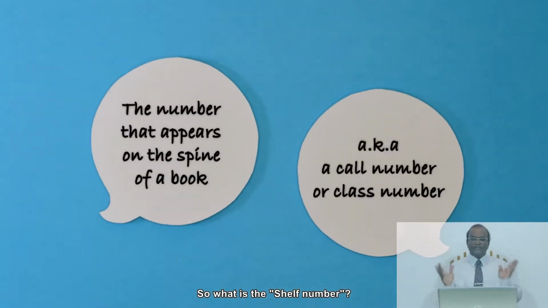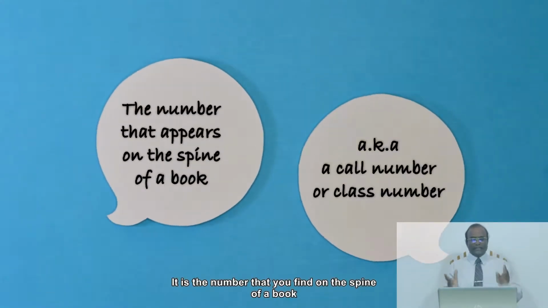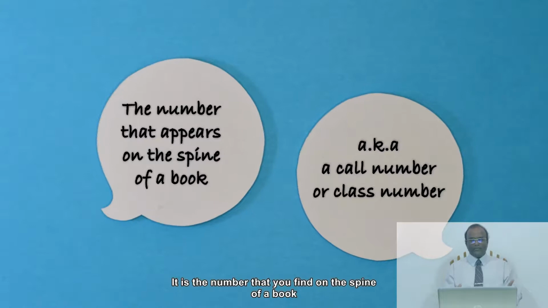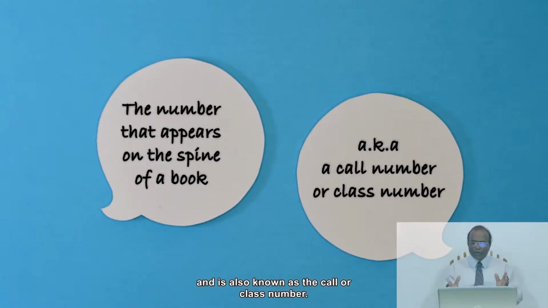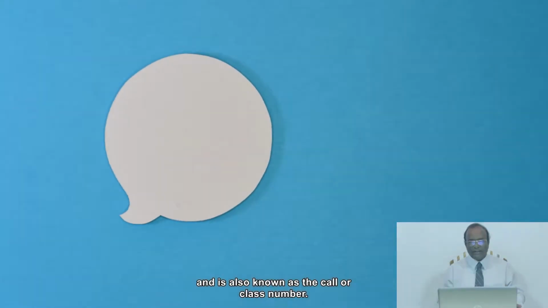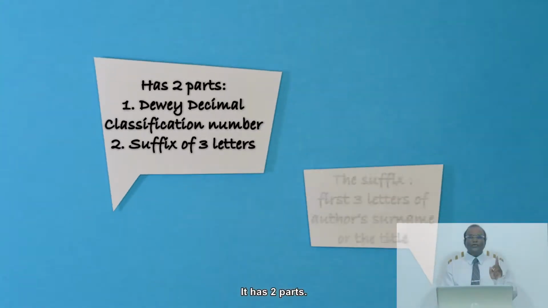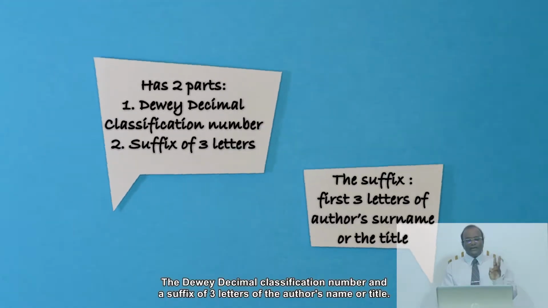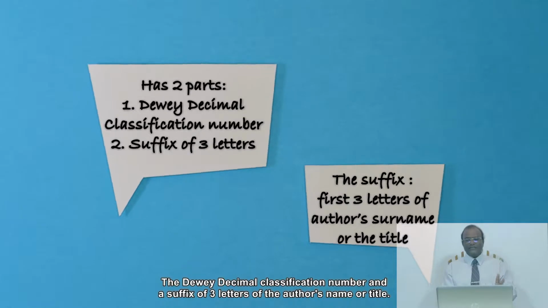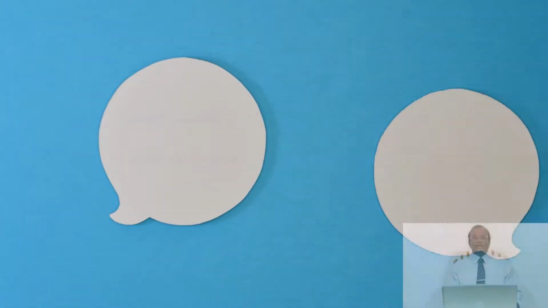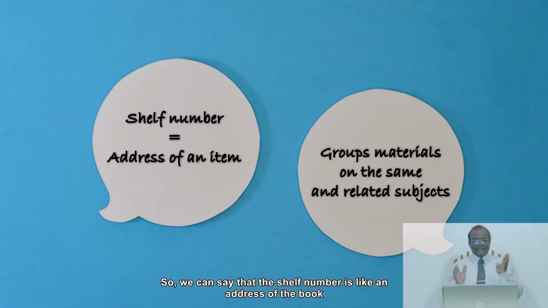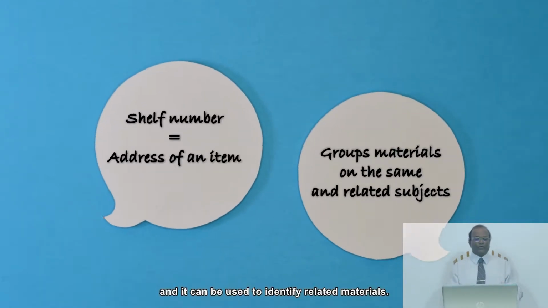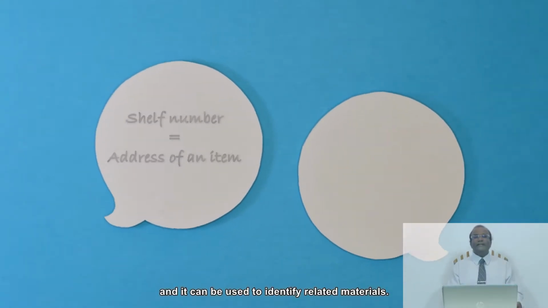So, what is the shelf number? It is the number that you find on the spine of a book and is also known as the call or class number. It has two parts: the Dewey Decimal Classification number and a suffix of 3 letters of the author's name or title. So we can say that the shelf number is like an address of the book, and it can be used to identify related materials.